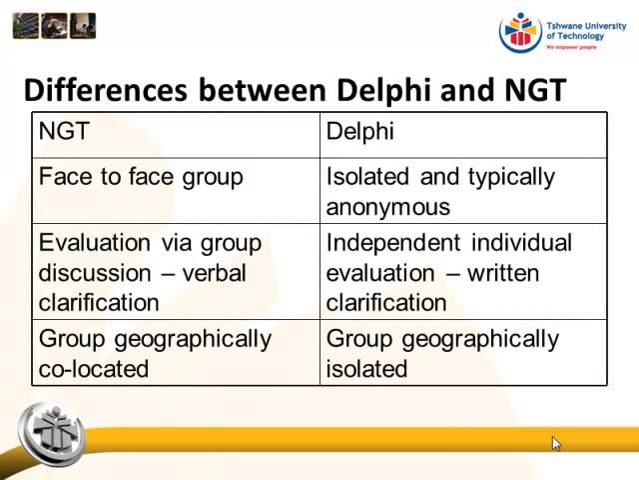All right, so the difference is face-to-face versus you sit by yourself in a Delphi, because you're sitting in front of your computer and there's nobody else that influences you. In the NGT, the nominal group technique, we had verbal discussion and verbal clarification of the ideas. Do you remember that? Whereas in the Delphi, everything is written. So you can also have clarification of ideas, but it happens in a written format. And then, as we've already said, it's about getting everybody in one place or having them all over the world.